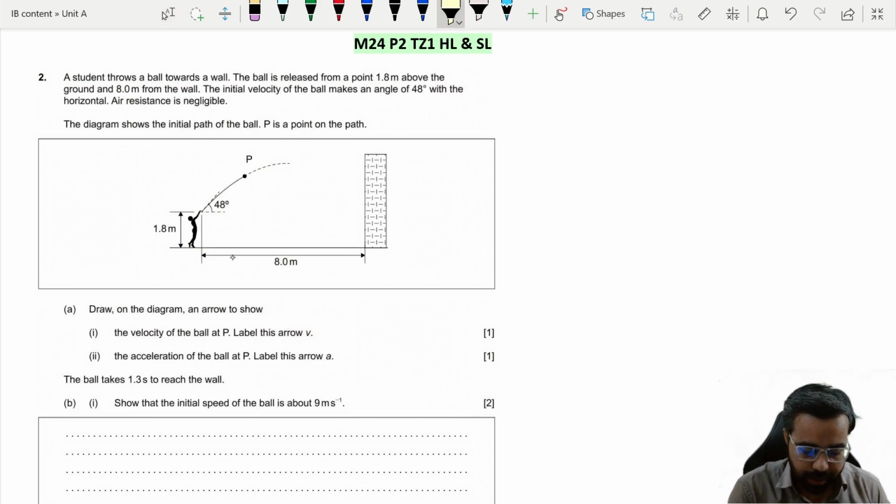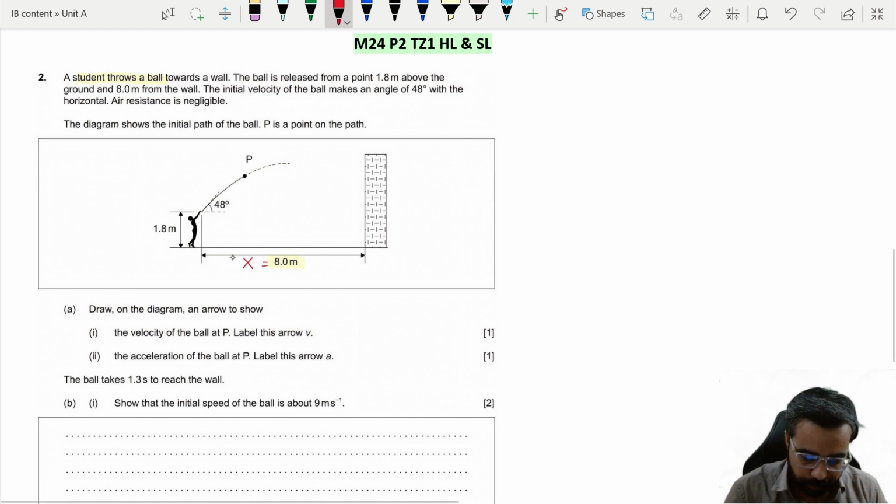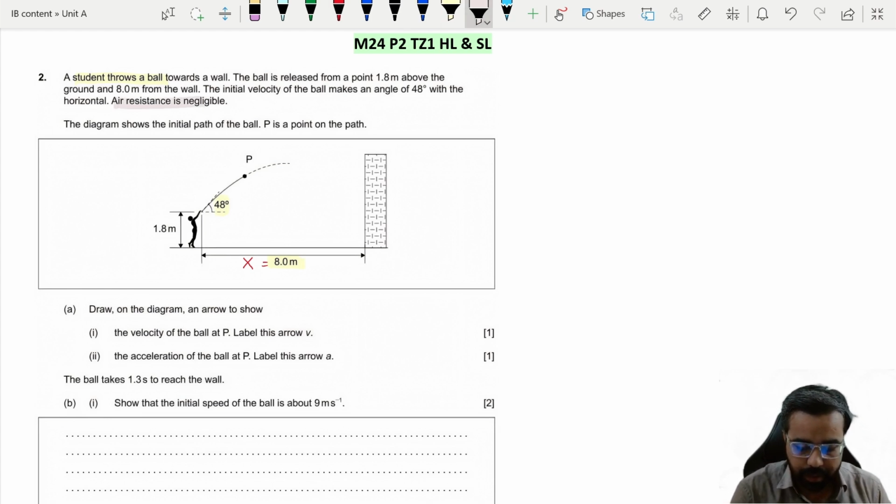In this question it says that a student throws a ball towards the wall, and you see how far this ball is thrown, that is 8 meter. So we can say it is also a horizontal distance, right? So let's call it x, for example. And at what angle the ball is thrown, that is 48 degrees. And they have mentioned here that air resistance is negligible, which makes it the free fall motion, right?